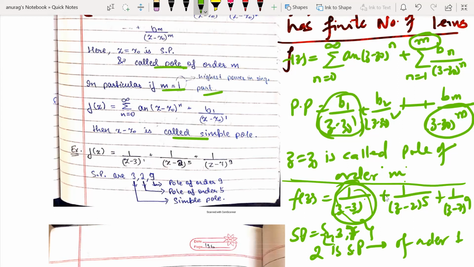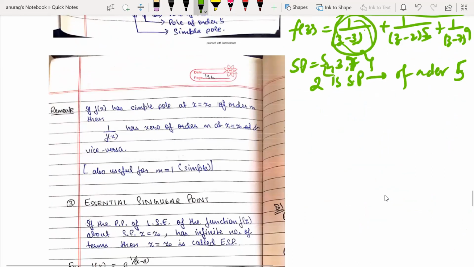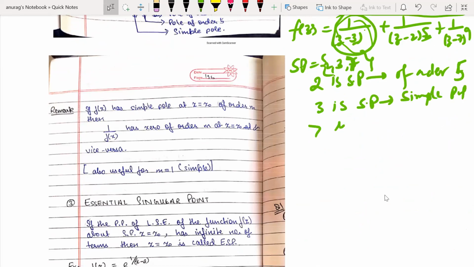What about, sorry, 2 is order 5 actually. 3 is again a singular point, but it is a simple pole because it has only 1 degree. 7 is again a singular point of which order? Pole of order 9 actually. The degree is 9.